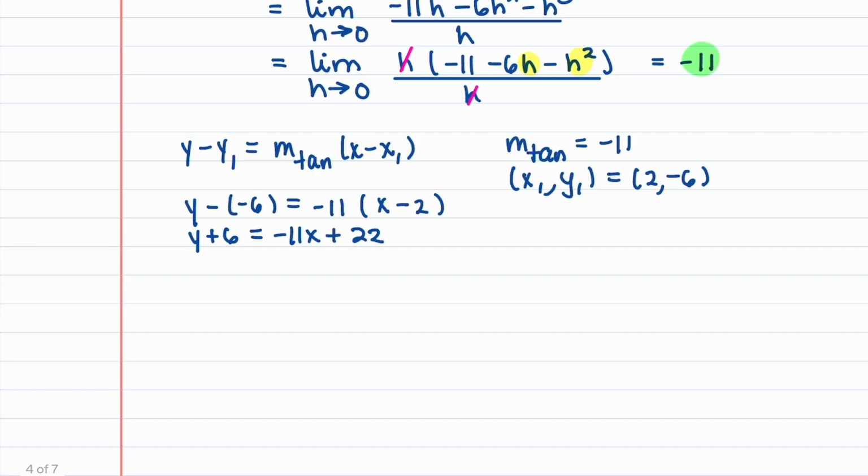I'm going to pull the 6 to the right-hand side and write our answer as y is equal to minus 11x plus 22 minus 6. So we have y is minus 11x plus 16. And that is the equation of our tangent line.